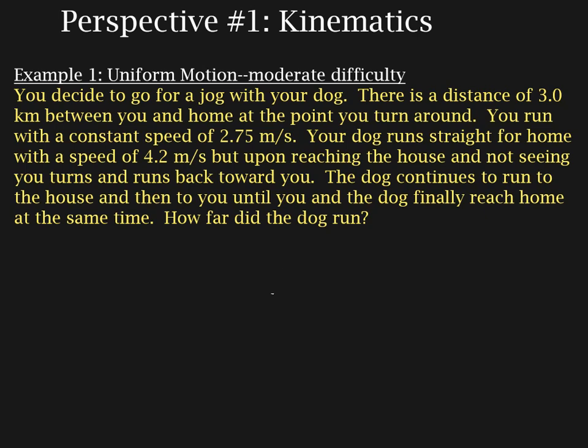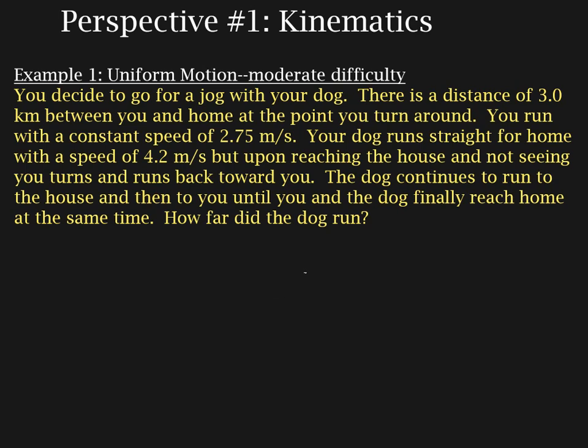Okay, so in this example, we're going to be looking at uniform motion, which is objects that are moving with a constant speed. And in this case, we have possibly something which is difficult for you to visualize, but basically you go and you have a run with your dog, and at the point you're furthest away from the house, you turn around and the dog runs back to the house. And when the dog gets to the house, he instantly turns around and comes back to you, and so he's bouncing back and forth between the house and you. All the while, the distance between you and the house is getting shorter and shorter. So the question is just asking you, how far does the dog run?